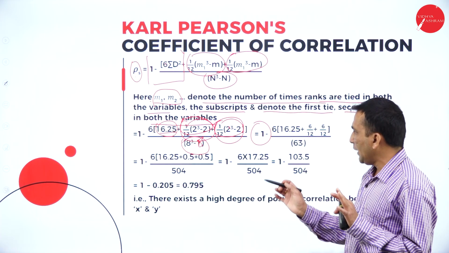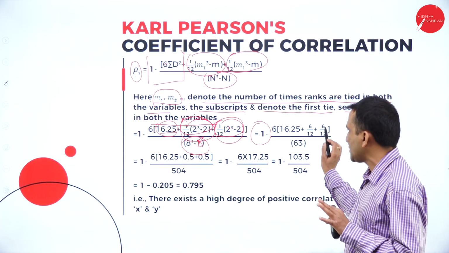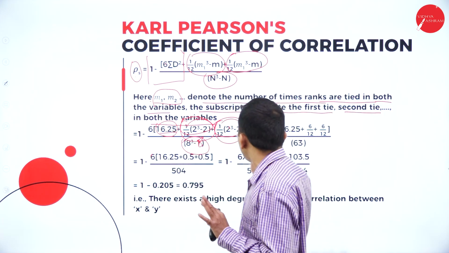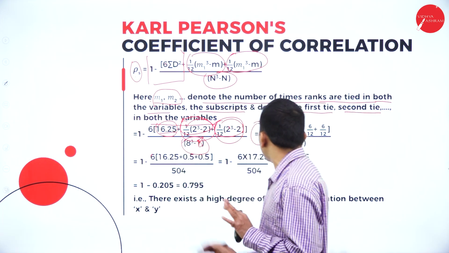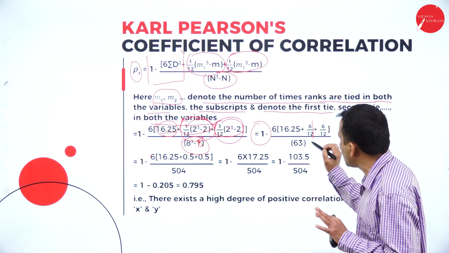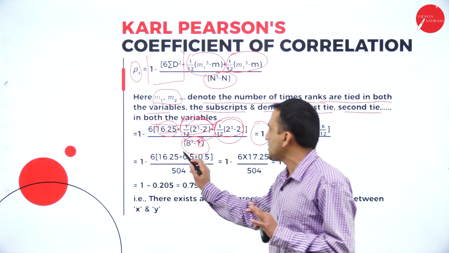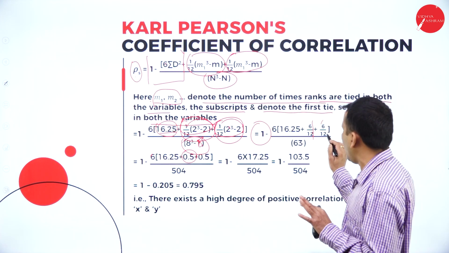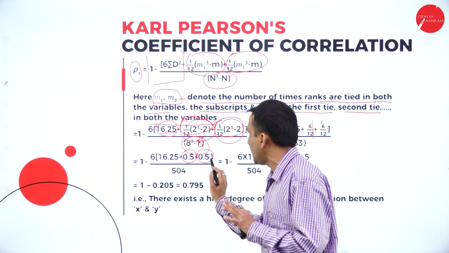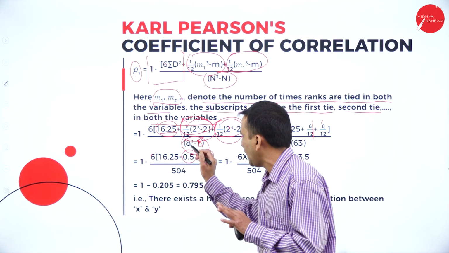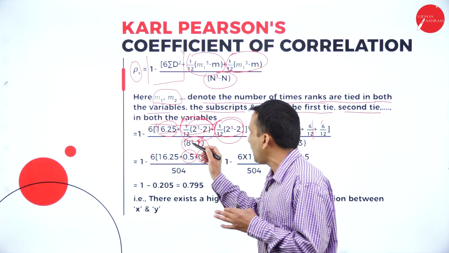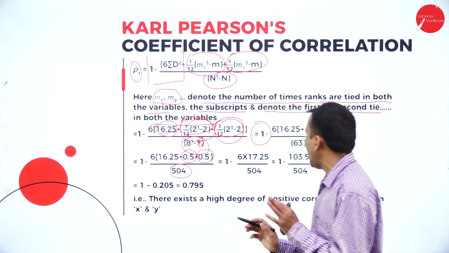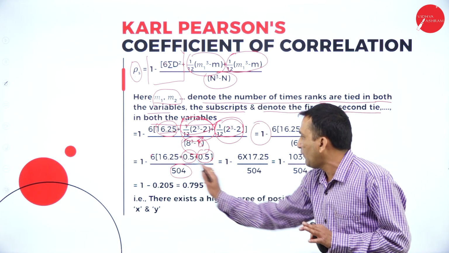Now what we need to do is simplify this first. As it is, 1 minus 6 times 16.25, plus 6 divided by 12, we are getting 0.5, and again plus 6 divided by 12, we are getting 0.5. We simplify the denominator: 8 multiplied 3 times, 8 into 8 into 8, minus 8, we are getting 504. So again we need to simplify this.